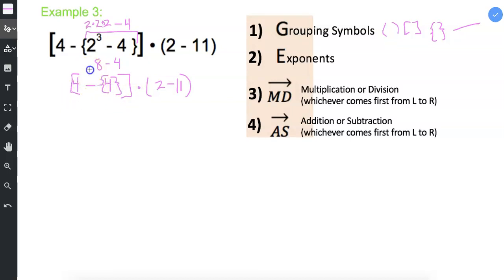And the only operation inside is subtraction. So I take 4 minus 4 and I subtract and I get 0. Now this set of grouping symbols is really on the same level as this set of grouping symbols, so I can also complete this at the same time. 2 minus 11, all right, think about it.